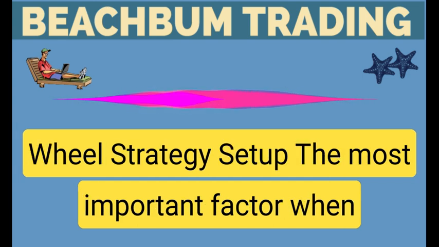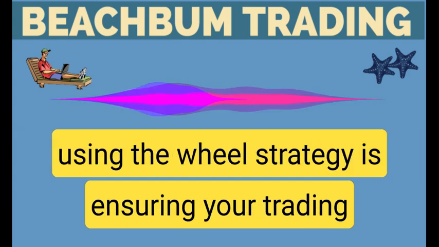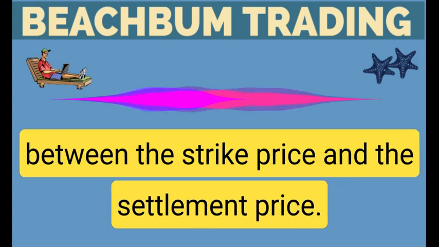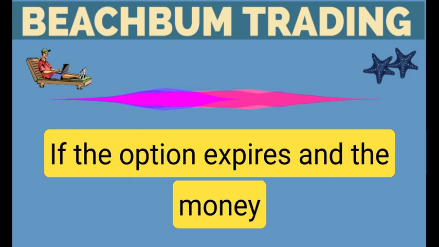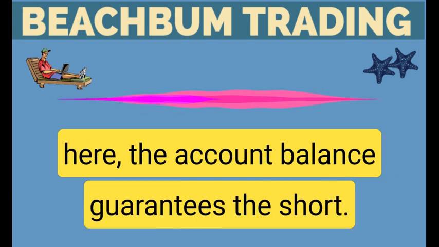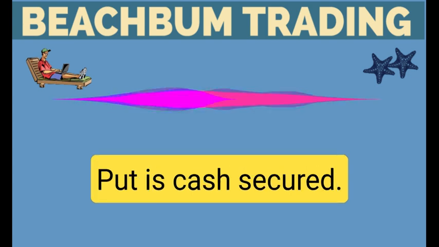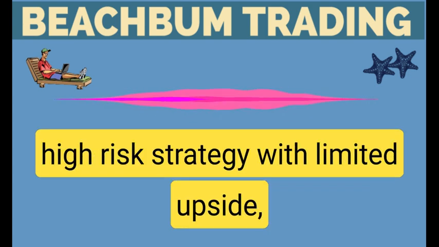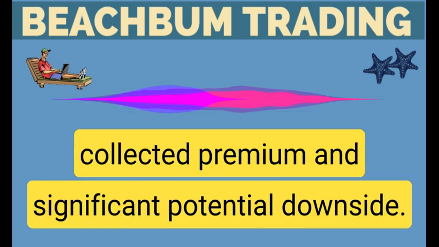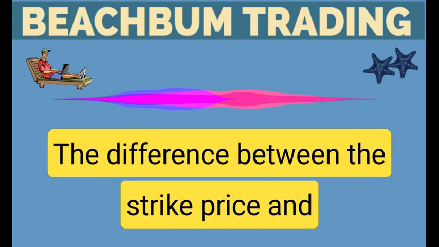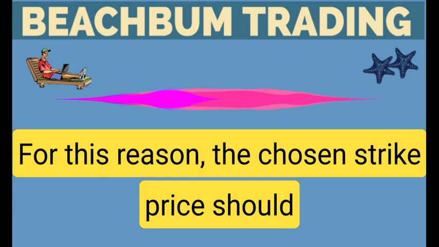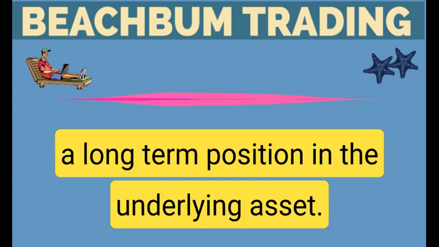Wheel strategy setup. The most important factor when using the wheel strategy is ensuring your trading account has enough capital to cover the difference between the strike price and the settlement price if the option expires in the money. Here, the account balance guarantees the short put as cash secured. Selling a put option is a high-risk strategy with limited upside, the collected premium, and significant potential downside: the difference between the strike price and the settlement price, minus the premium received. For this reason, the chosen strike price should represent a level you are happy to open a long-term position in the underlying asset.